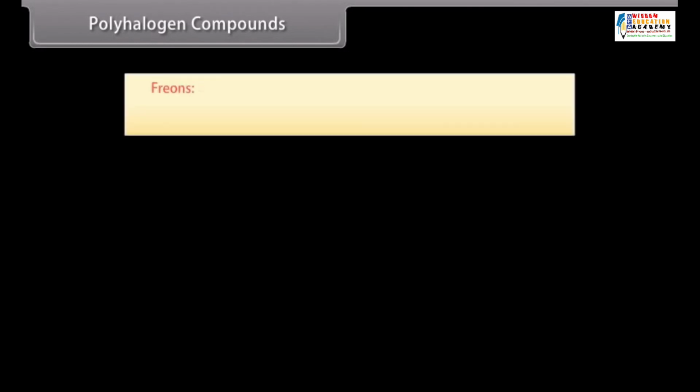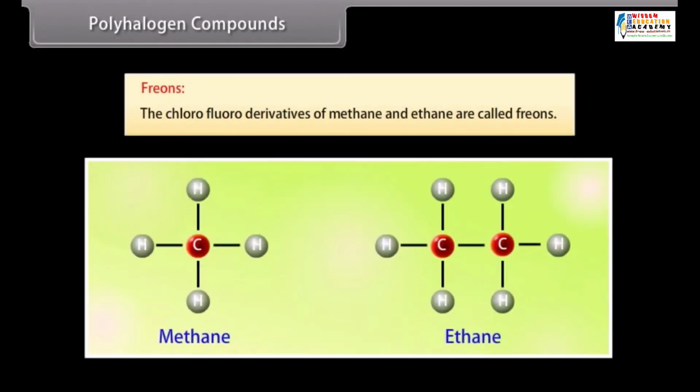Polyhalogen compounds. Freons. The chlorofluoro derivatives of methane and ethane are called freons. Some of the derivatives are CCl2F2, CCl3F.